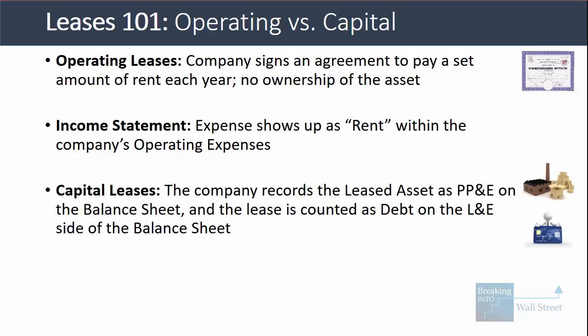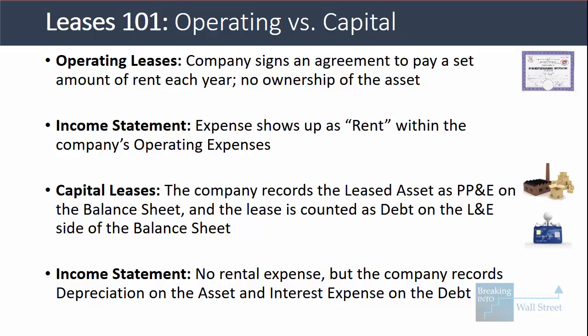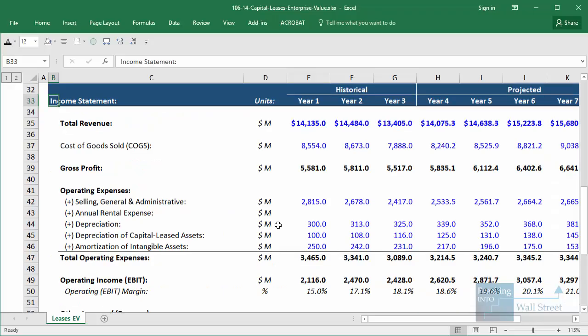Now with capital leases, the company records the leased asset as PP&E on its balance sheet, and the lease itself is counted as debt on the liabilities and equity side of the balance sheet. As a result, on the income statement, there will be no rental expense, but the company does record depreciation on the asset and also interest expense on the debt. So in Excel, it would look something like this.